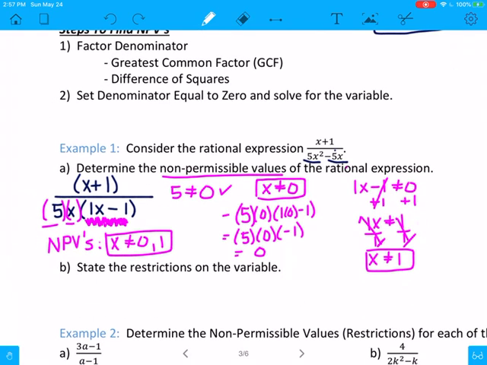Now B says to state the restrictions on the variable. So what the variable cannot be, that's what restrictions mean. That's just another fancy way of saying non-permissible values. So it's the exact same answer, actually. So if they ask you for restrictions or non-permissible values, that's the exact same thing. So the restrictions are x cannot equal 0 or 1.